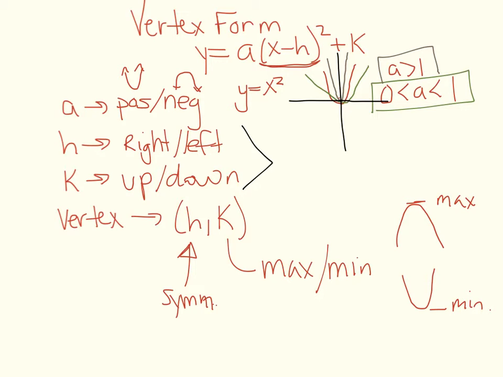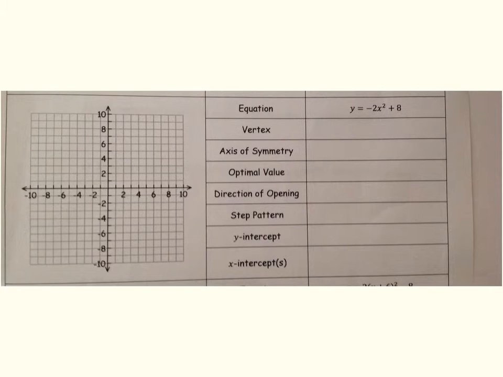So let's look at the homework question, one of them, and just quickly refresh on how I would go through the thinking process. So here's the question. I have the equation. And for me, I would start with the vertex. I know that there is no H value and that the K value is 8. So I'm going over 0, up 8, and I'm putting my vertex.